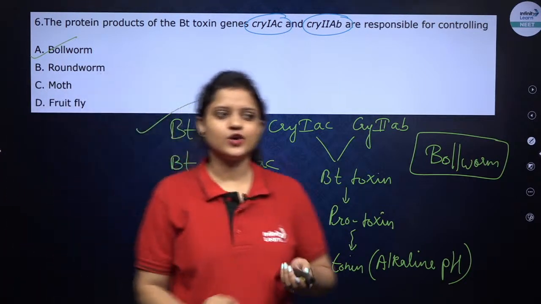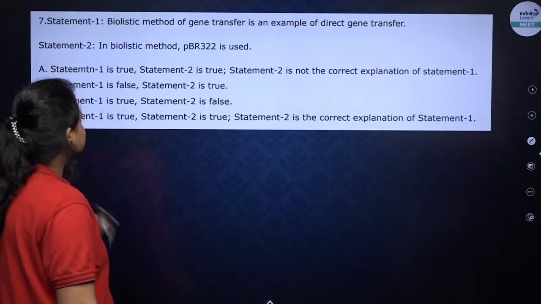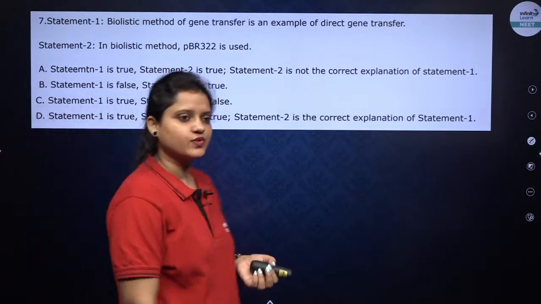A. Very good Pujita and W. Correct option is A. Let's move on to our next question.